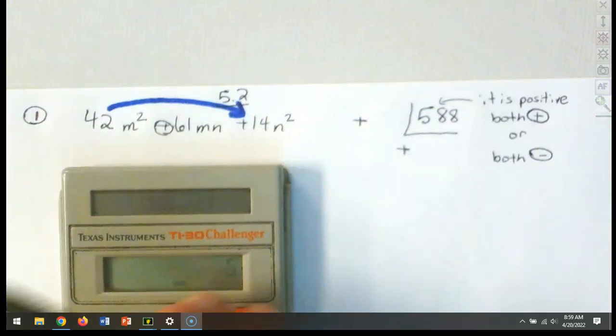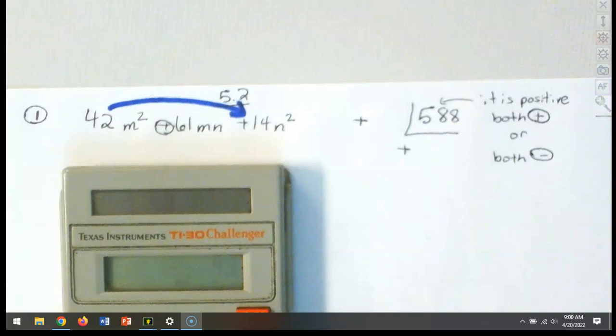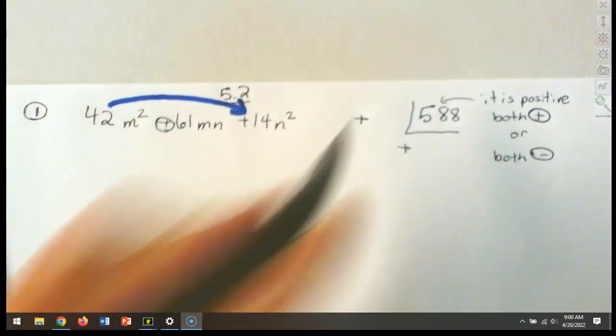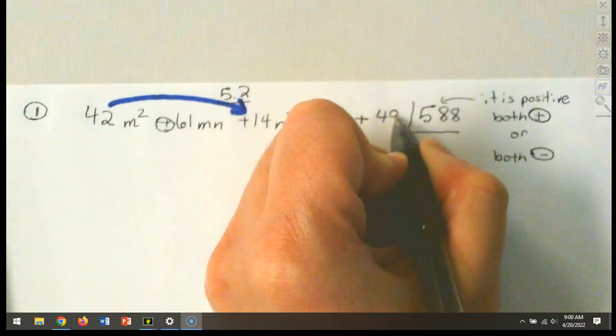8 doesn't go in there. 10's not because it doesn't end in a 0. How about 12? 12 and 49. Well, what does that give you? 12 plus 49, that gives you what? 61. Okay, so what are my two numbers? 12 and 49. We always write the larger number first.